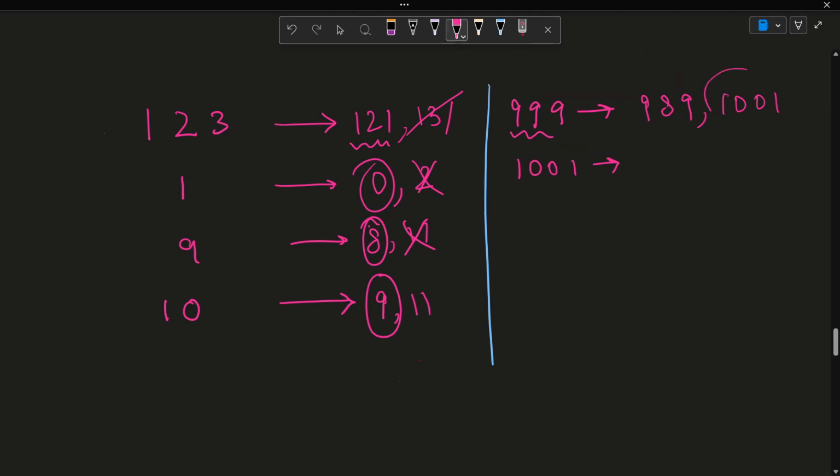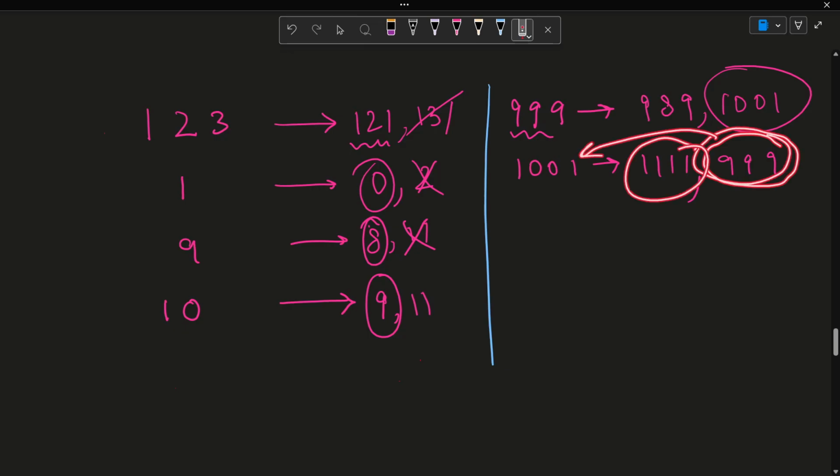So what do we return is 1001. Now what would be the case with this? Either I could go for 1111, that is bigger than this, or I could go for 999. So what is the case? The case is I am going to choose this 999 because that is at a distance 2. This is at a distance 10. So I choose the one which is closer.